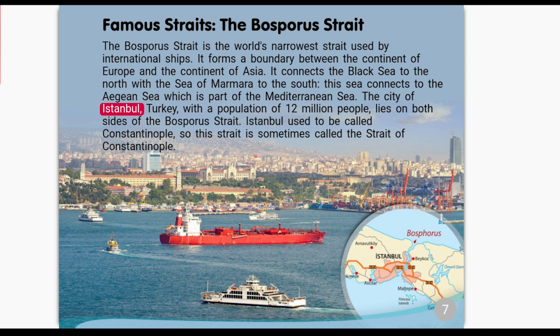The city of Istanbul, Turkey, with a population of 12 million people, lies on both sides of the Bosporus Strait. Istanbul used to be called Constantinople, so this strait is sometimes called the Strait of Constantinople.